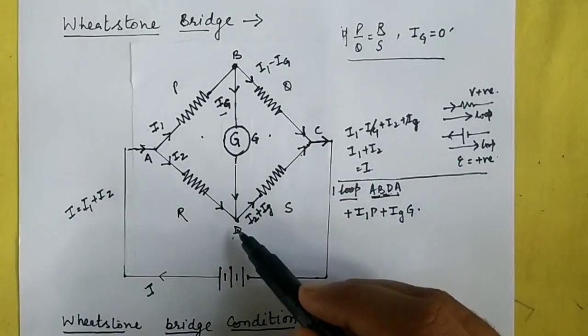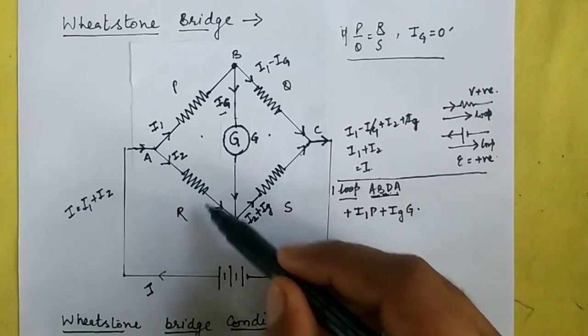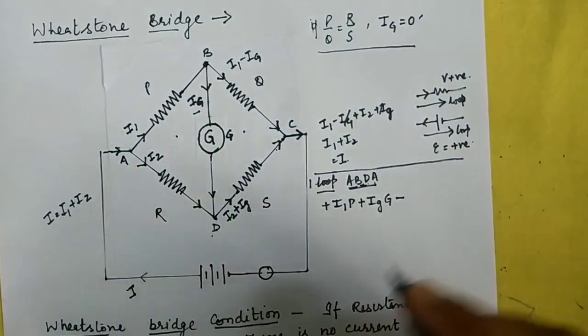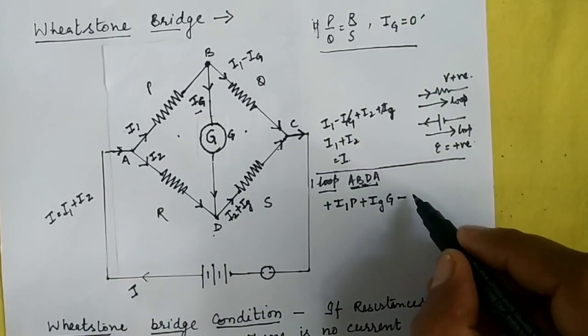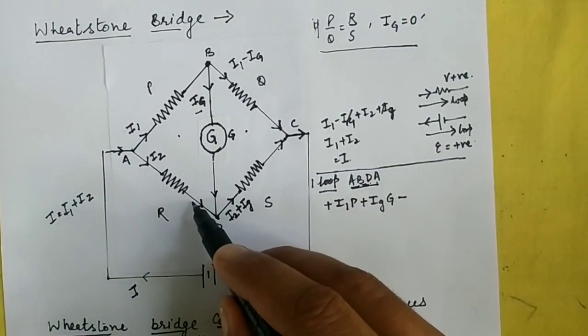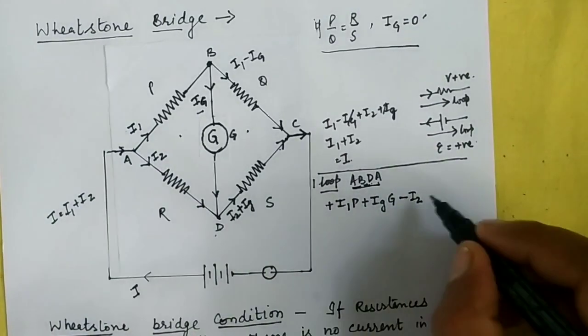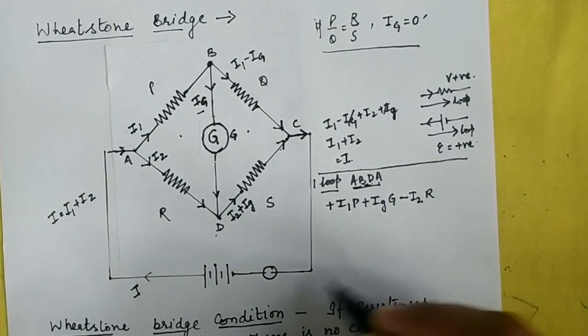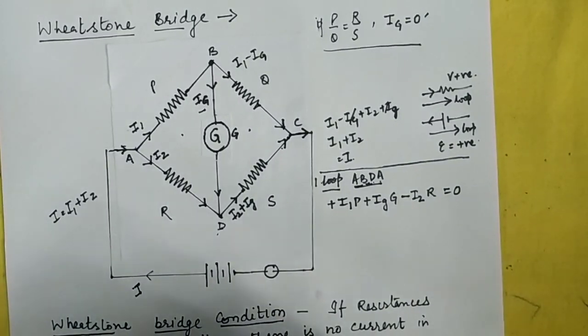Now D to A. While moving from D to A, you are moving in the opposite direction to the direction of current, so it is taken as negative. Now what is the potential drop? The current in this line is I2, and the resistance is capital R, equal to 0. This is our first equation.